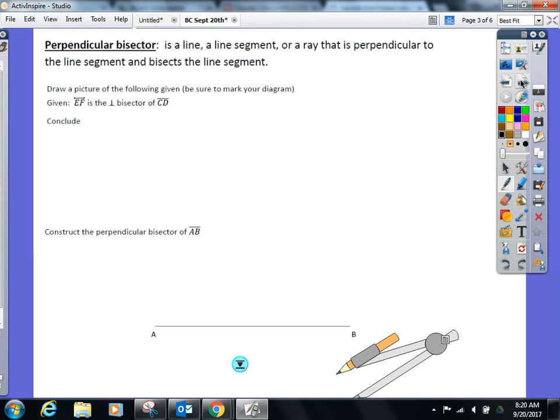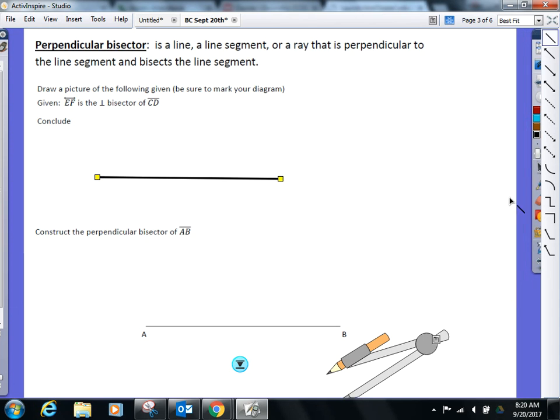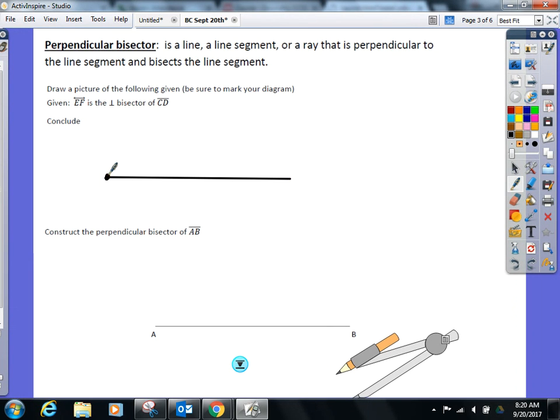Here we go. Let's see if we can draw it first, then we'll use our compass. EF is the perpendicular bisector of CD. Draw segment CD. Now, I want you to draw in EF for me, but EF is a perpendicular bisector. It should be perpendicular to CD and bisecting it, cutting it in half. And I want to see the correct markings that say it's perpendicular and that it's bisected.